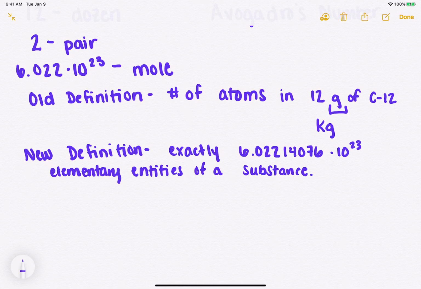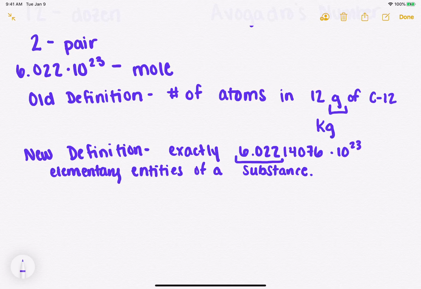So elementary entities could be atoms, could be molecules. It depends on the substance we're looking at. So based on this definition, in our class, I only really care if you round to those first four values. You can use the entire number if you want, but when I'm doing my calculations, I am going to use 4 significant figures just for consistency across all the calculations I'm doing in this class.